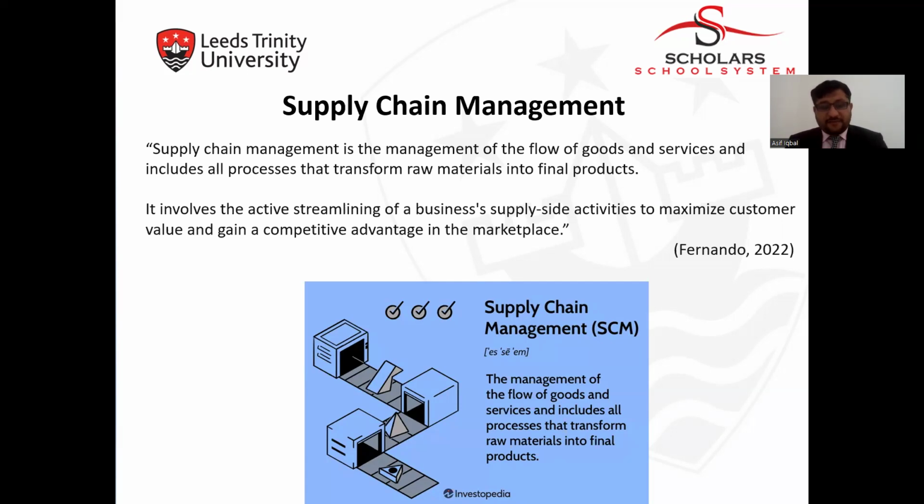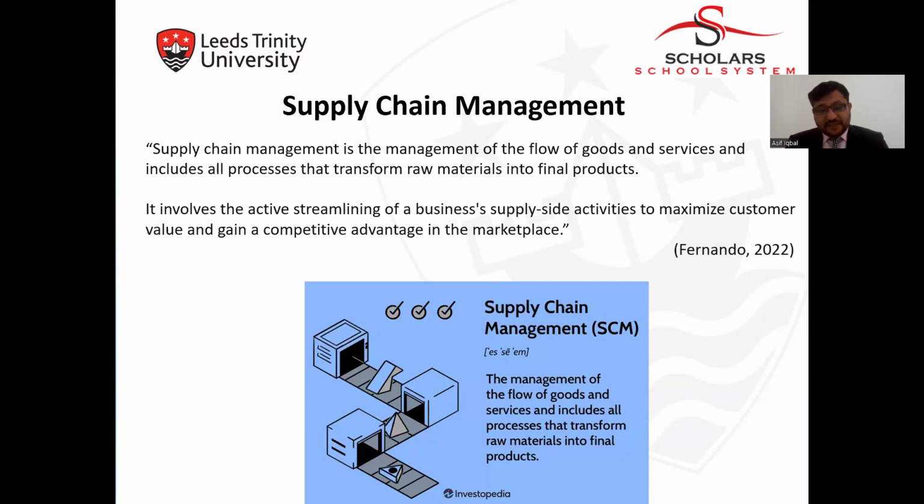It involves the active streamlining of a business's supply side activities to maximize customer value and gain a competitive advantage in the market. So if this process is managed effectively, it is going to maximize the customer value and provide a competitive edge in the marketplace, so that the business can get more value against their competitors in the market. This definition is taken from Fernando 2022.